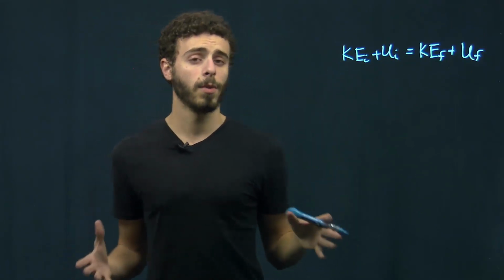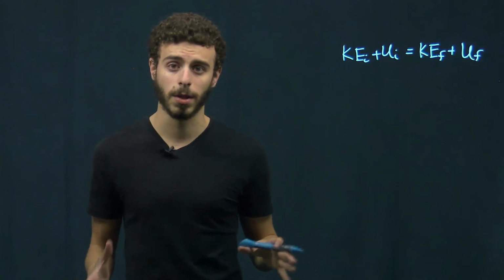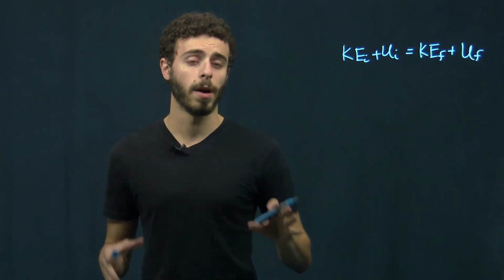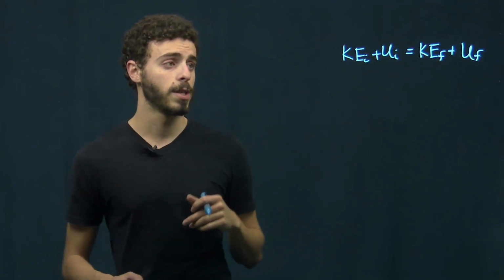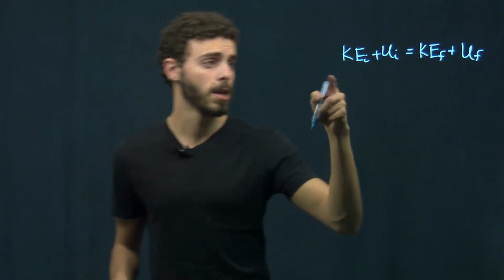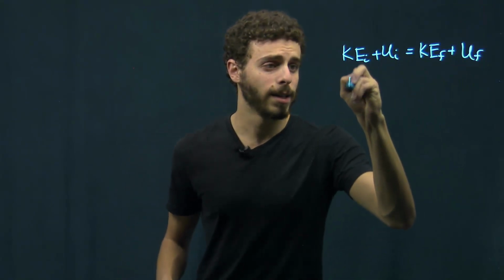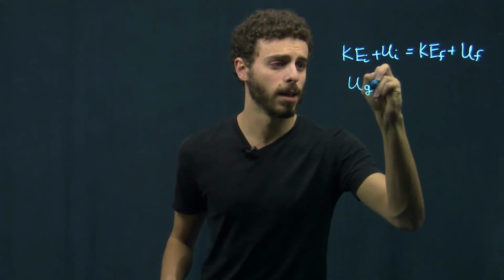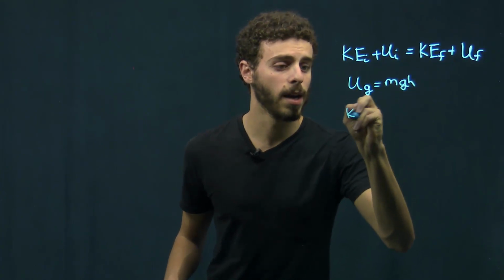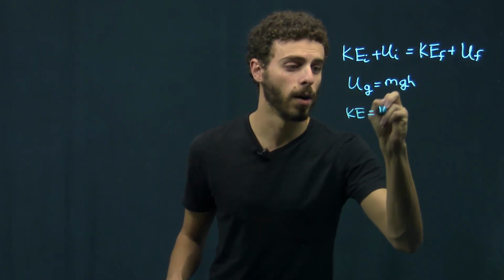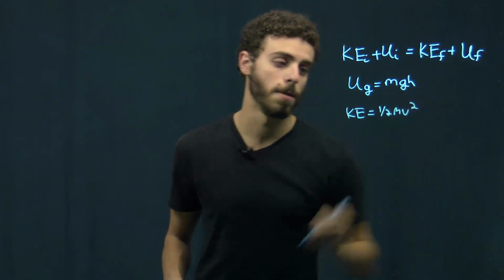We dealt with non-conservative forces in the last video, so you should look back to that video if you want an idea of how to deal with them. But assuming our mechanical energy is conserved and we have conservative forces, this is really all we need. The only other thing we need to remember is that the gravitational potential energy is mgh, and the kinetic energy is 1/2 mv squared.